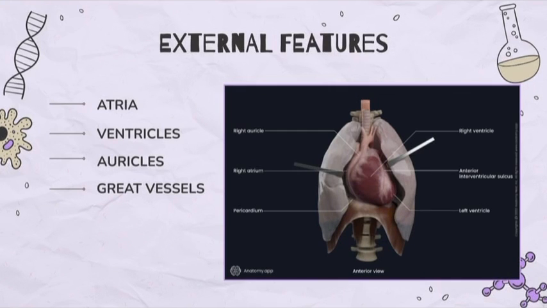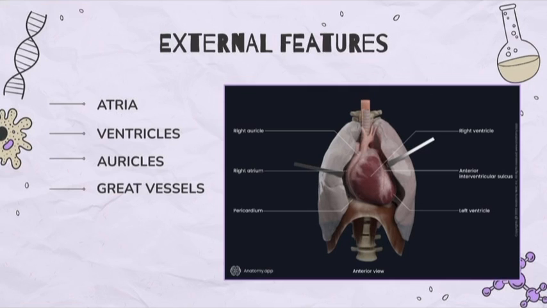Externally, the heart has 4 chambers, 2 atria at the top and 2 ventricles at the bottom. The right atrium receives deoxygenated blood from the body through the superior and inferior vena cava, while the left atrium receives oxygenated blood from the lungs through the pulmonary veins.